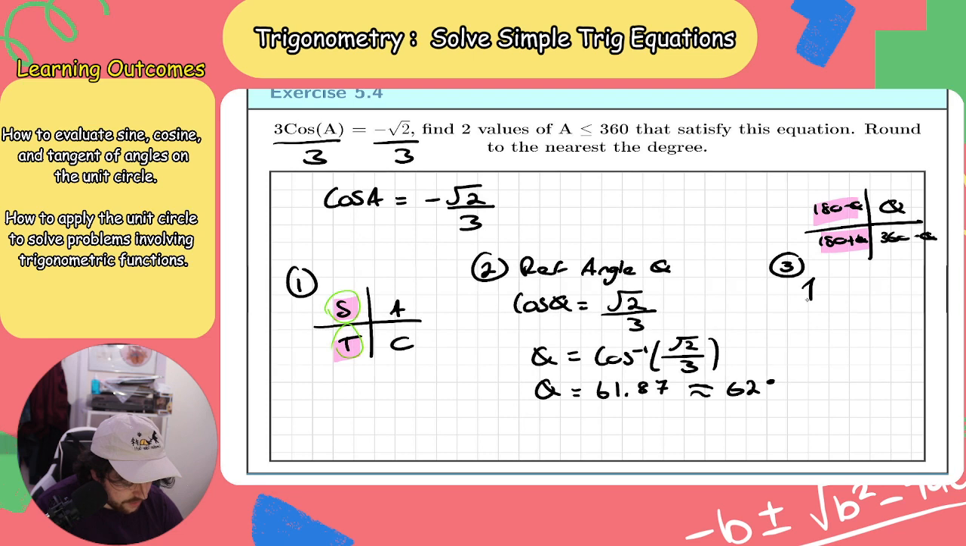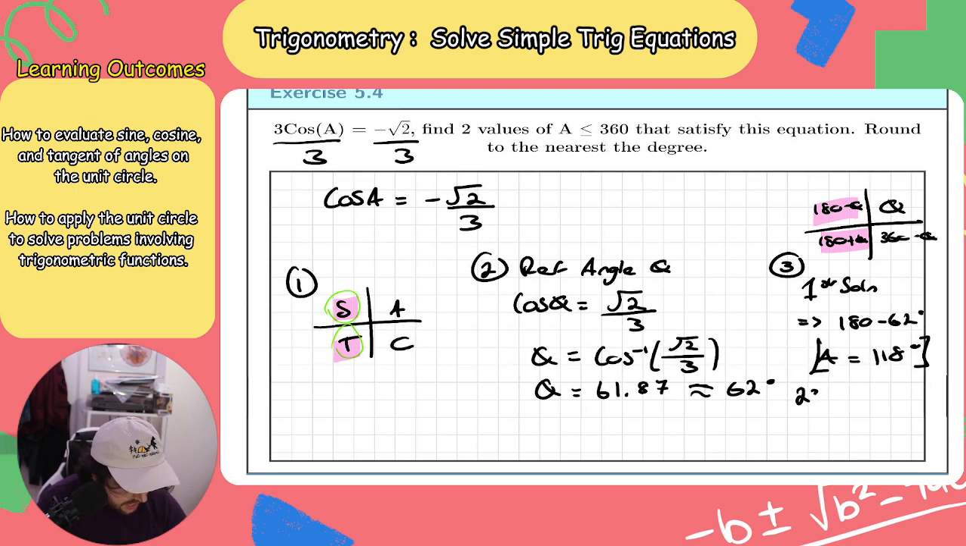So my first solution is going to be 180 minus 62. So A is going to be 118 degrees. And my second solution is going to be 180 plus 62, which is going to be 242 degrees. So A is equal to 242 degrees.